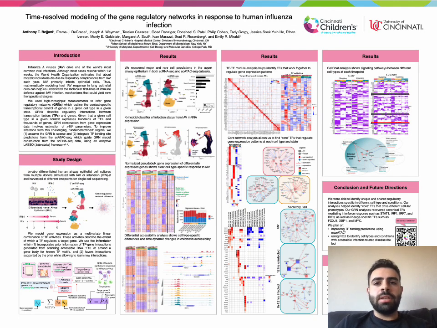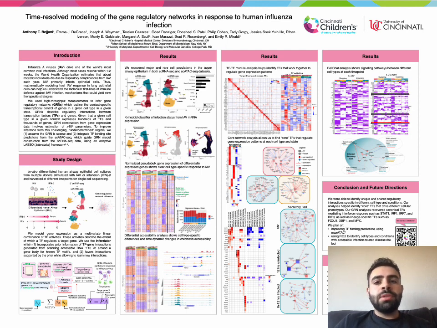I'm a graduate student at the University of Cincinnati, and my project focuses on understanding the dynamic responses of lung epithelial cells to influenza A infection and the effect of genotype or genetic variability in humans. To do so, our collaborators infected human upper airway epithelial cells from multiple donors with influenza A or treated with interferon beta and performed single-cell RNA and single-cell ATAC sequencing at different time points during early infection.